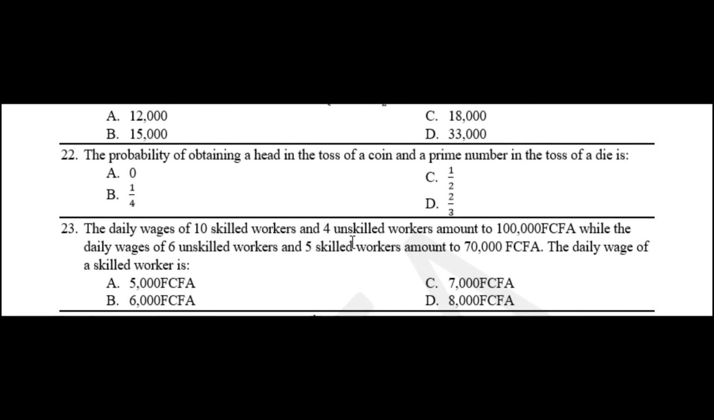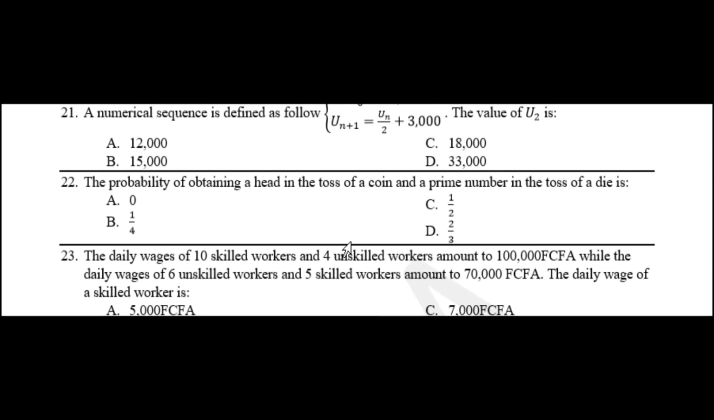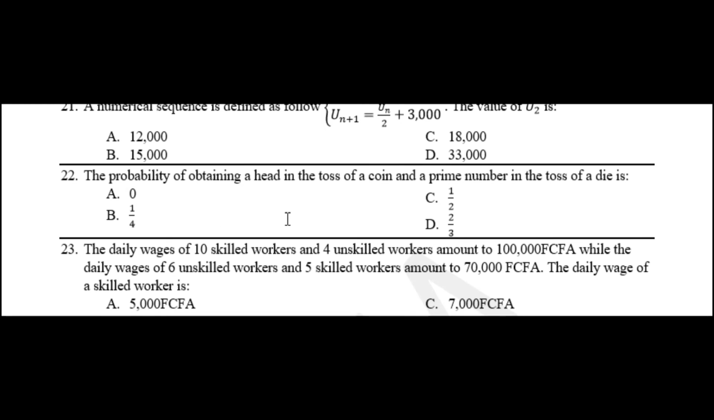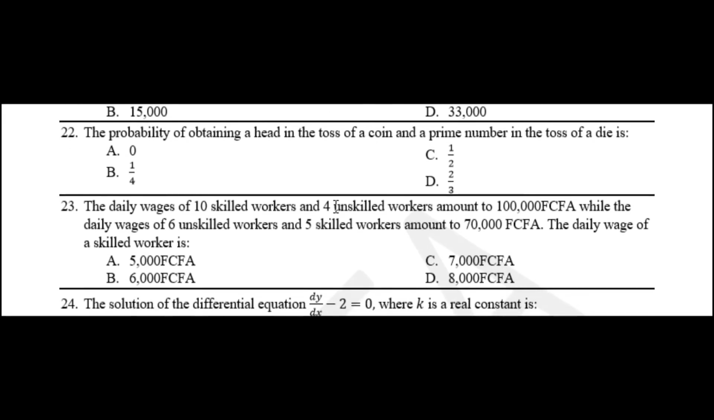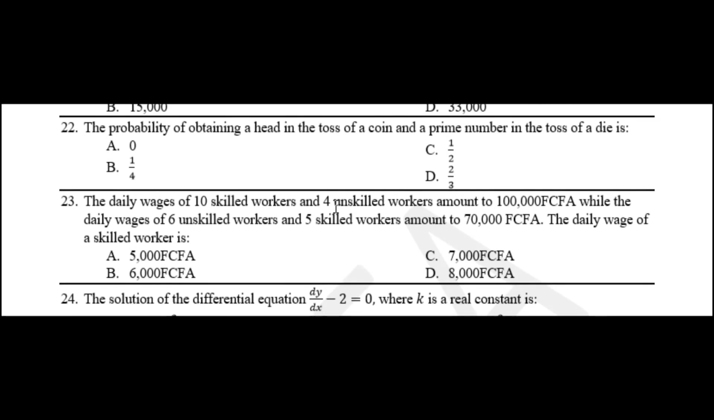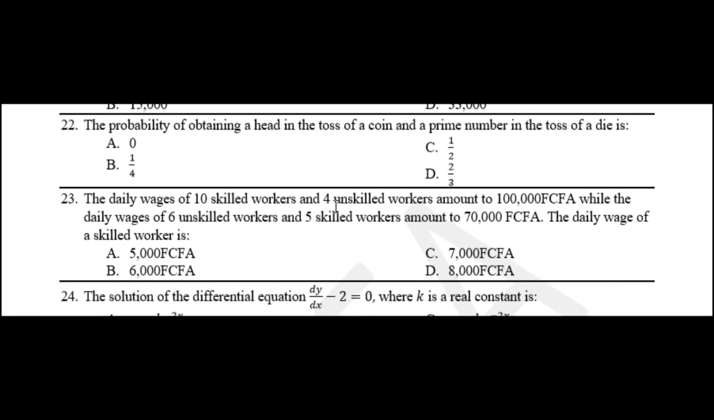The probability of obtaining a head in the toss of a coin and a prime number in the toss of a die is... the probability of obtaining a head. Remember here we are dealing with an 'and', so be very careful. In probability, the question you should ask yourself is: is it addition or multiplication? From there, to get a head when you toss a coin, the probability is half. To get a prime number when you toss a die, how many prime numbers are there?